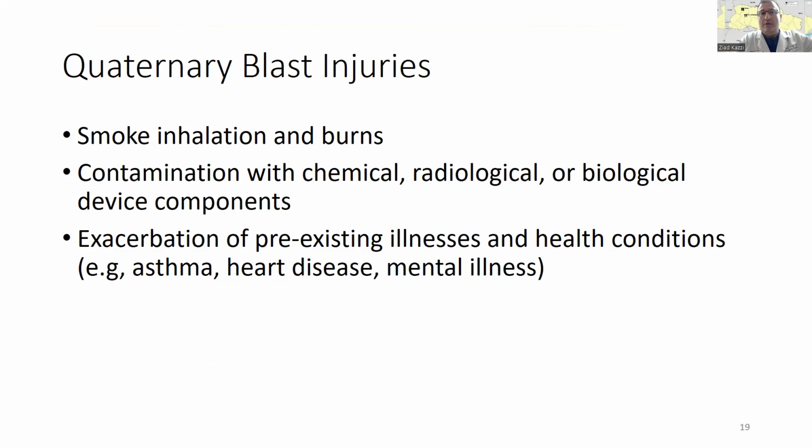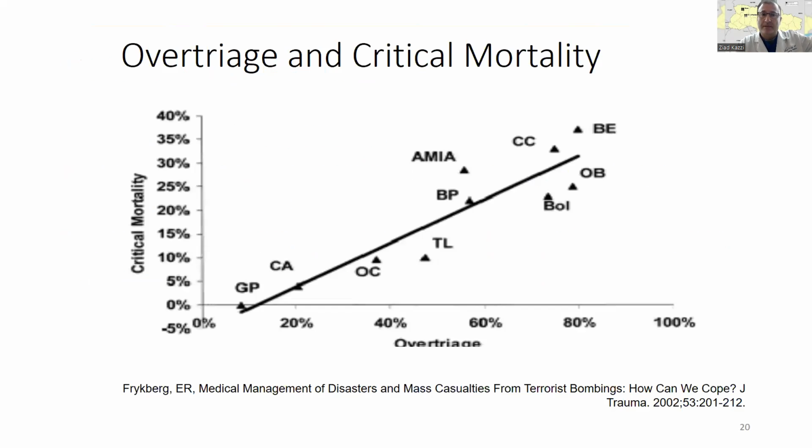Last but not least, your 4th type of blast injuries are your quaternary blast injuries, and that's everything else. This is your smoke inhalation, this is your mental stress, mental health effects, this is your contamination with chemicals or radioactive materials or biological toxins. This is even exacerbation of other illnesses like your asthma, your lung disease, or your heart disease. So this is really everything else that is not classified as primary, secondary, or tertiary blast injuries. And the management of these specific injuries depends on the specific mechanism that you are dealing with.